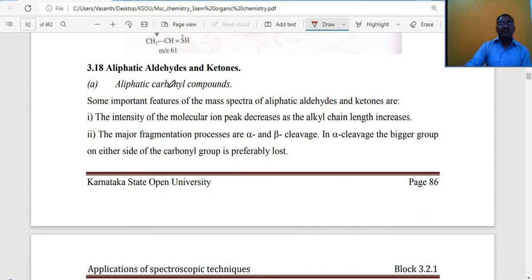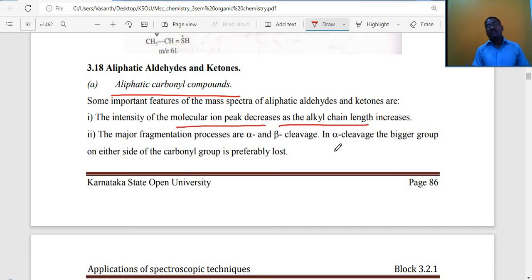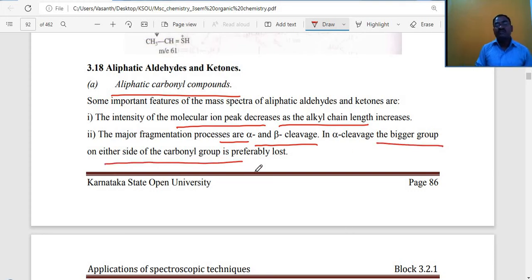In aliphatic aldehydes and ketones. Here in aliphatic carbonyl compounds, the intensity of the molecular ion peak decreases as the alkyl chain increases. The major fragmentation processes are alpha and beta cleavage. In the alpha cleavage, the bigger group on either side of the carbonyl group is preferably lost.